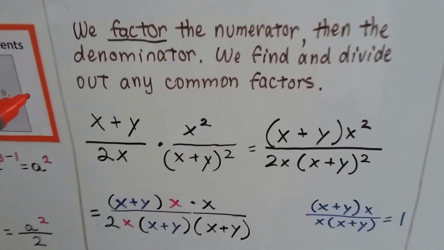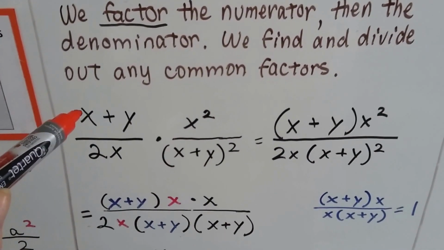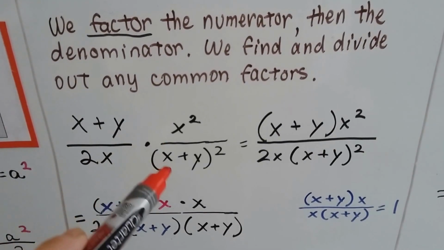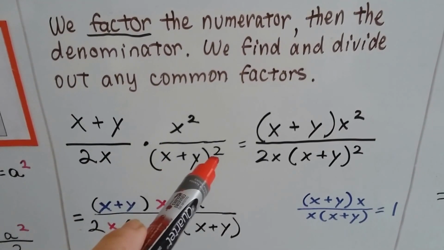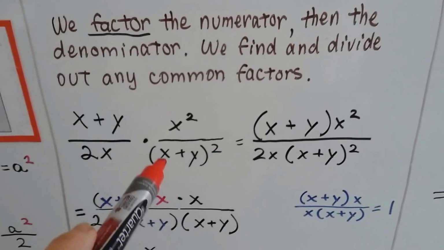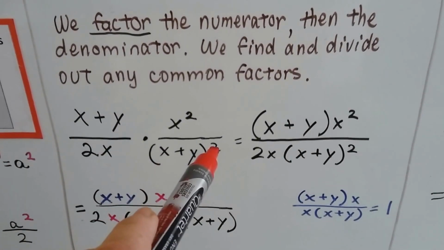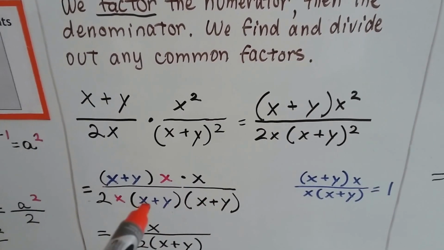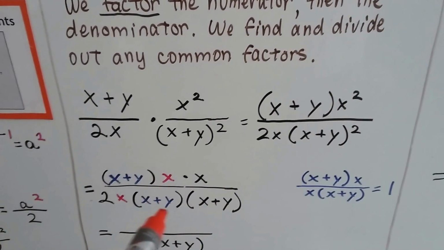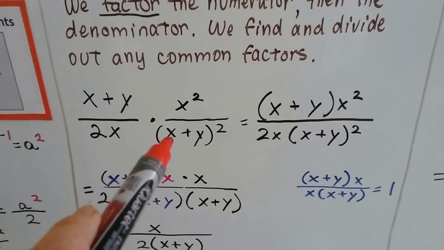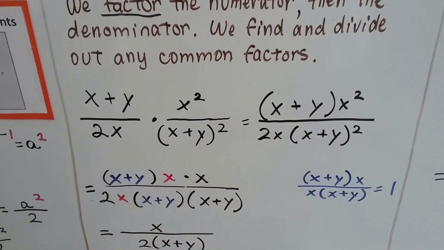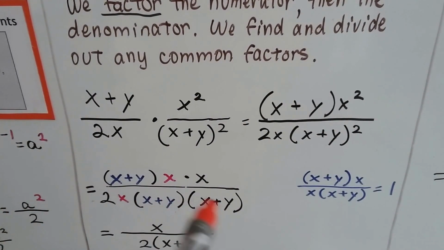Take a look at this one. We've got x plus y over 2x times x squared over x plus y to the second power. Now remember, this having the exponent on the outside means we're going to open it up like this, okay? It means x plus y times x plus y. It does not mean x squared plus y squared, okay? It's on the outside of the parentheses, so it means we're going to open it up like this.